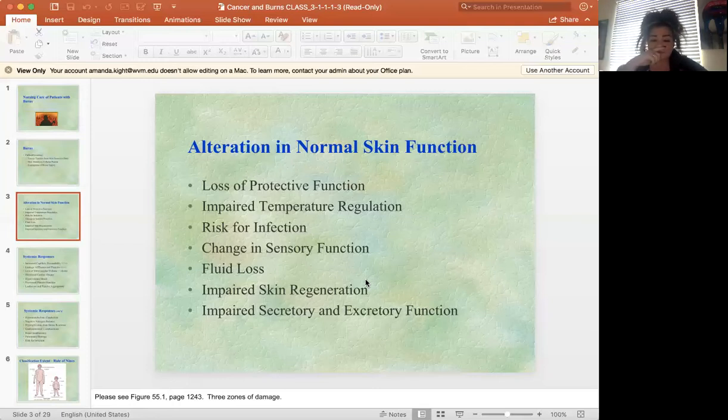Fluid loss, we talk about later in the discussion in a deeper capacity, because that is a very important thing. It may or may not be on your quiz. Impaired skin regeneration, of course, because your skin is fighting itself.